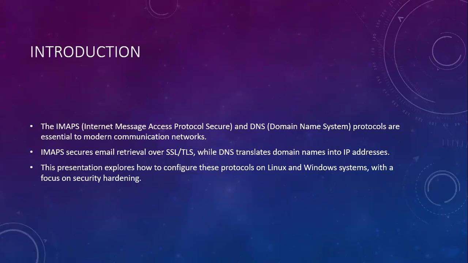For the introduction, IMAPS, Internet Message Access Protocol Secure, and DNS, Domain Name System protocols, are essential to modern communication networks. IMAPS secures email retrieval over SSL or TLS, while DNS translates domain names into IP addresses. In this presentation, we're going to explore how to configure these protocols on Linux and Windows systems with a focus on security hardening.